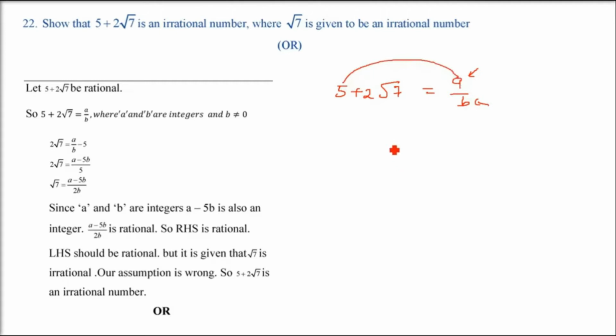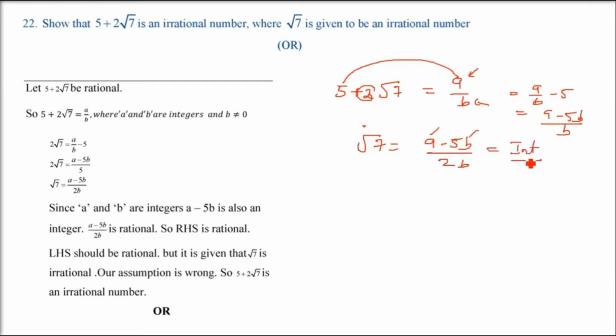Now take this 5 to the right hand side. You get 2 root 7 equals A by B minus 5, which is A minus 5B by B. Now divide both sides by 2. So root 7 will be A minus 5B by 2B. Now A and B are integers, so A minus 5B will be an integer. B is an integer, so 2B will also be an integer. Now integer by integer is rational. So root 7 is a rational number, but root 7 is an irrational number. By this we have proved it.